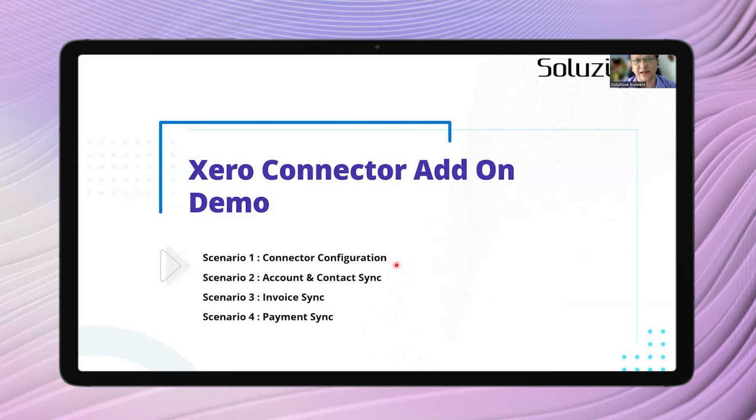The first scenario is I will briefly take you through a connector configuration. We'll look at a customer sync, which is an account and contact sync. We'll look at an invoice sync, maybe both kinds of syncs, payable and receivable, which is invoices and bills. And then we'll try and make a payment. We'll try and make a single payment. And we'll also try and see how batch payments work into the CRM.